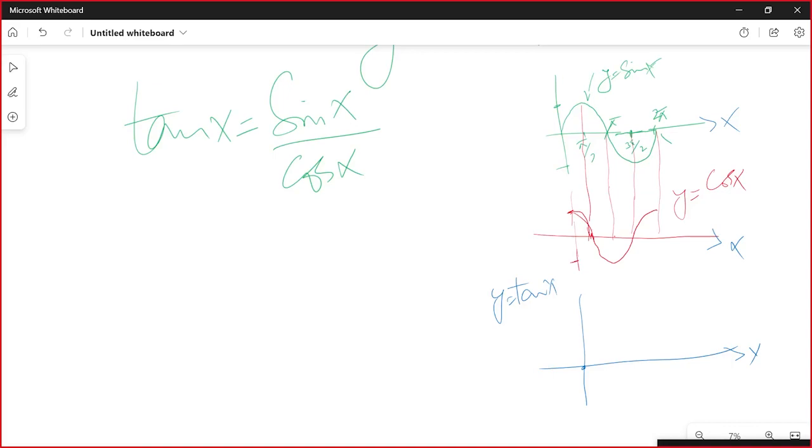I'm not sure. The relation is given here on the left hand side. Tan x is sine x over cos x. What is the value of sine 0? Sine 0 is 0. And what is the value of cos 0? 1. So you divide 0 by 1, what is the answer? 0. So it means this is the value of tan x. At x is equal to 0, the value is 0. Does it make sense to you?